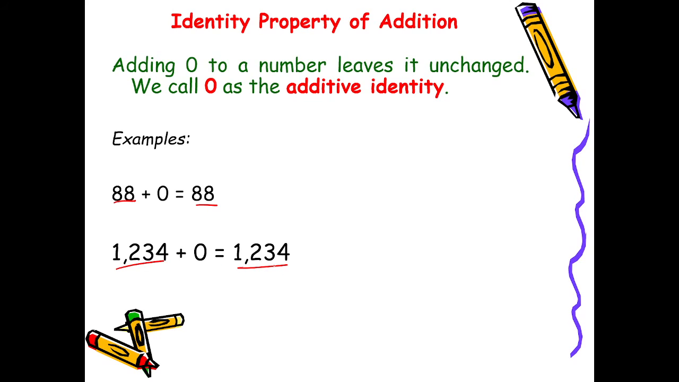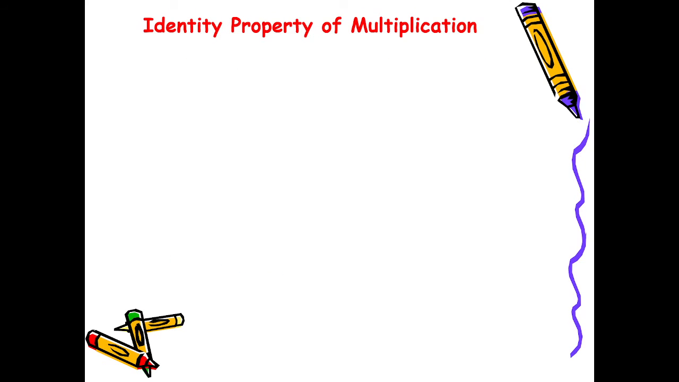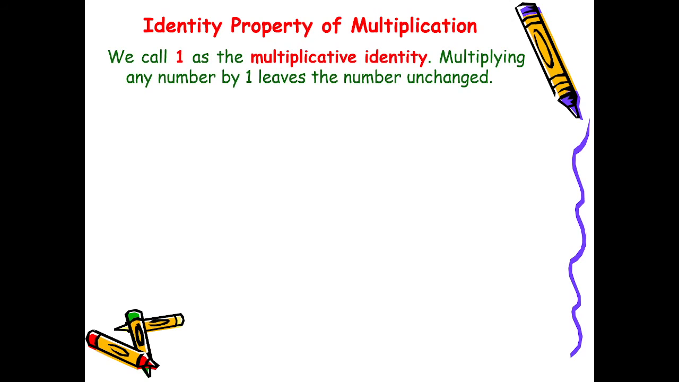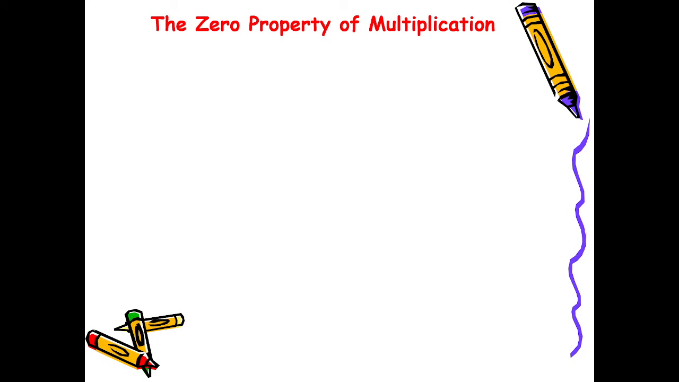From the word identity. Let's have multiplication. What should I multiply by 10 to get 10? 1. So meaning 1 is the multiplicative identity. 0 is the additive identity, 1 is the multiplicative identity. Here are examples. 88 times 1, that's 88. 285 times 1, that's 285. So you understand the identity property. Clear?